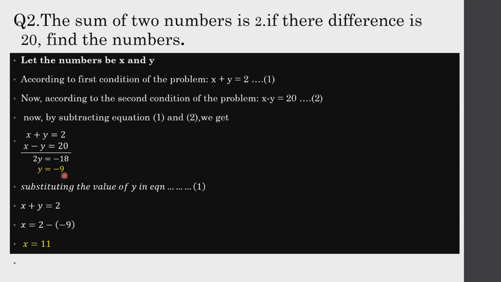Now since we've got the value of y, we can substitute it in any of the two equations. Though I have substituted in equation 1, you can also substitute in equation 2. You will get the same answer. On substituting the value of y in equation 1, which is x plus y is equal to 2, we get x is equal to 2 minus 9, because the value of y is minus 9. So your value of x is equal to 11.